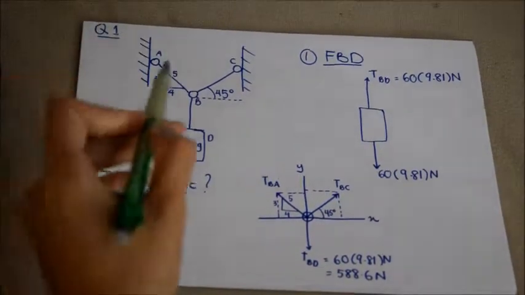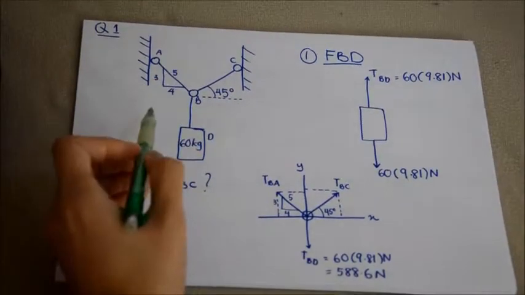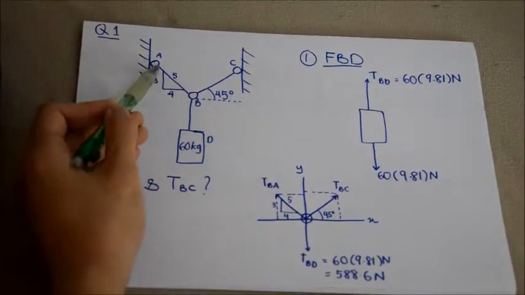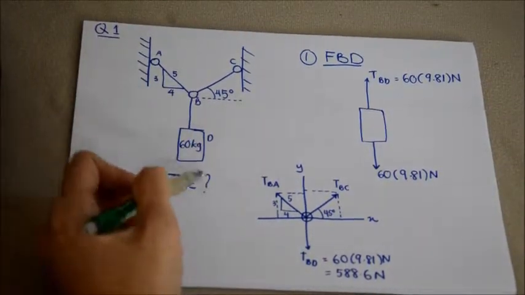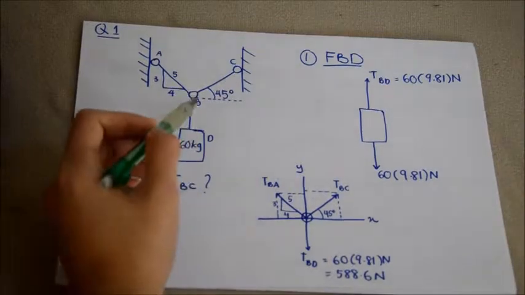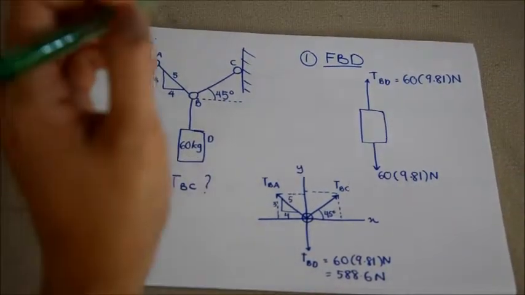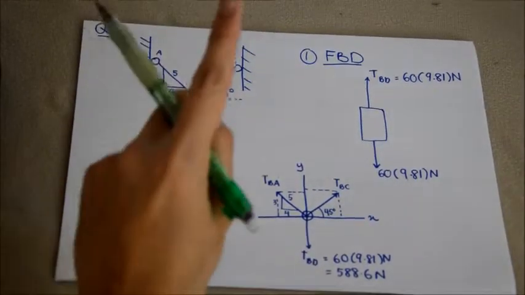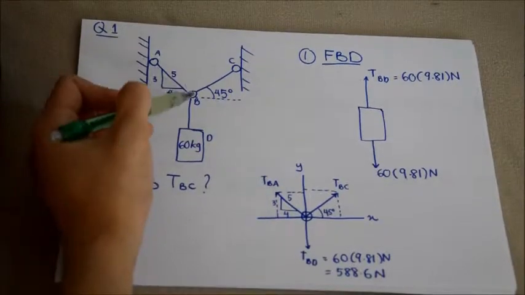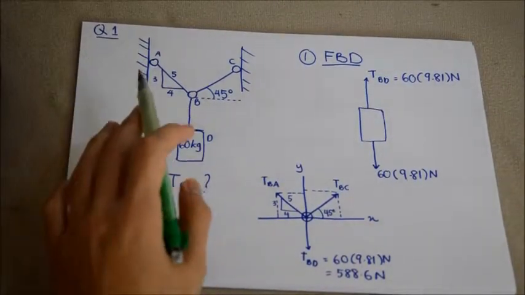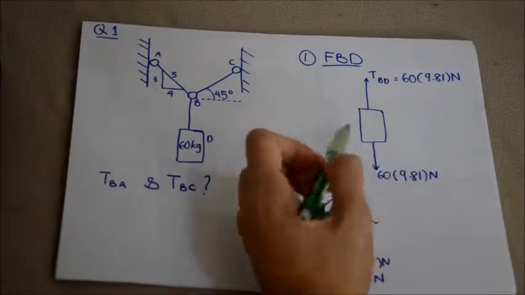Here is the diagram of question 1. In this question, it wants us to find the tension in cables BA and BC in order to support the 60 kg cylinder. Some information has been given in the diagram. So, when you get this question, the first thing that you need to do is to identify all the forces acting on the body by making a free body diagram. This is the free body diagram that I have drawn.